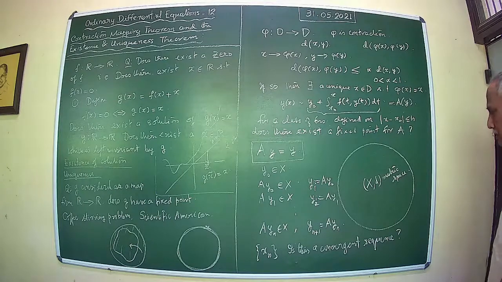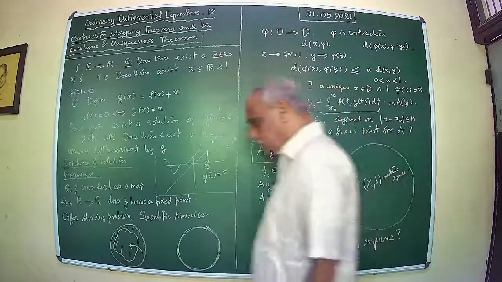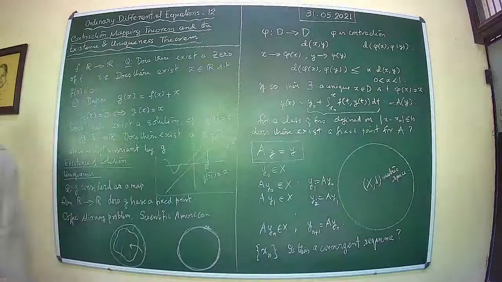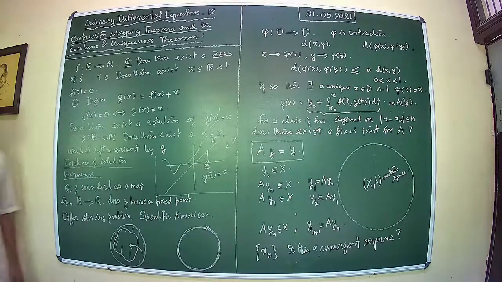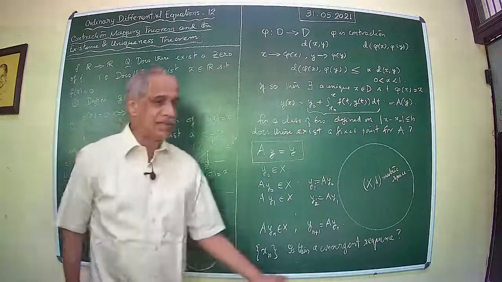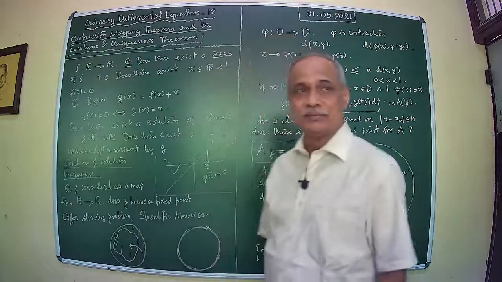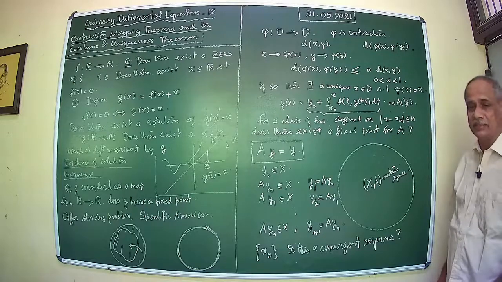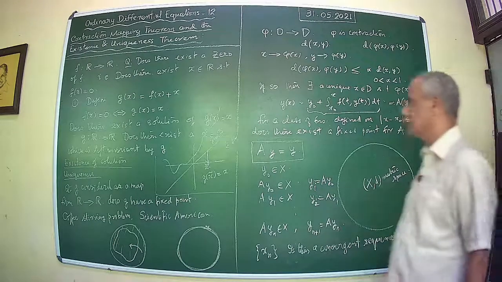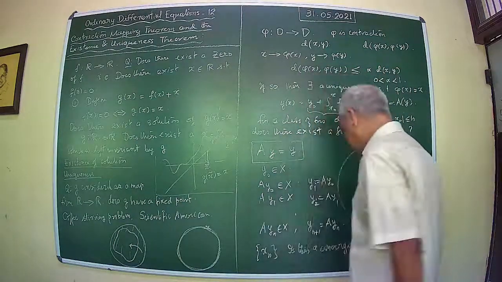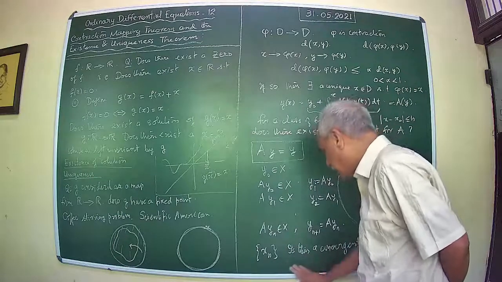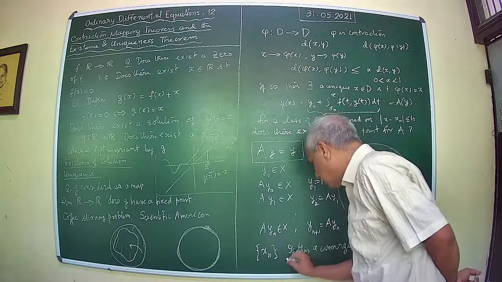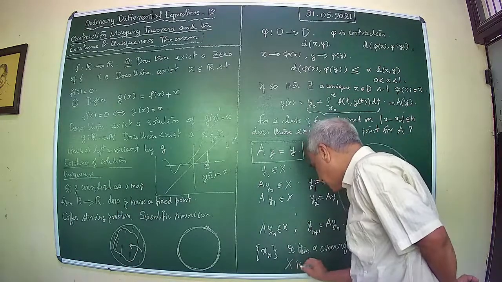So how do you normally proceed in a metric space? If you can show that it is a Cauchy sequence, then it would converge in the space, provided your space is complete. So we get the necessary assumptions that you need. So assume X is complete.